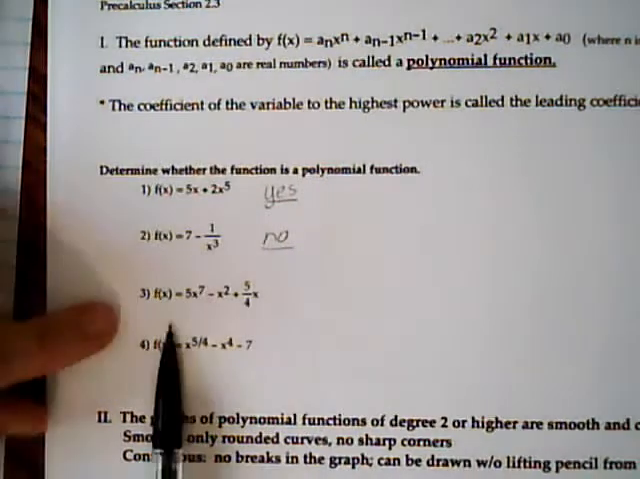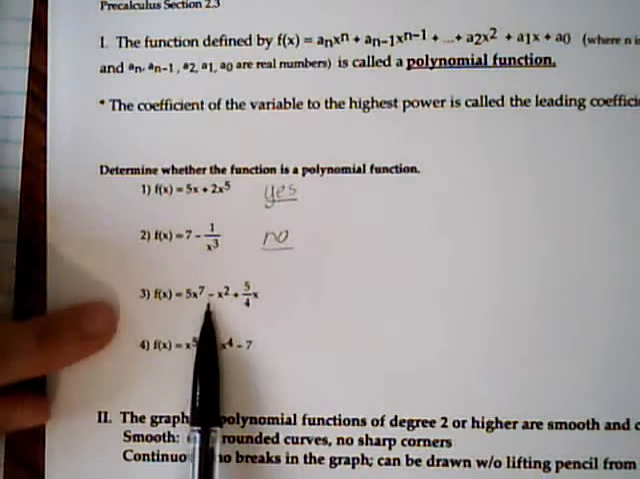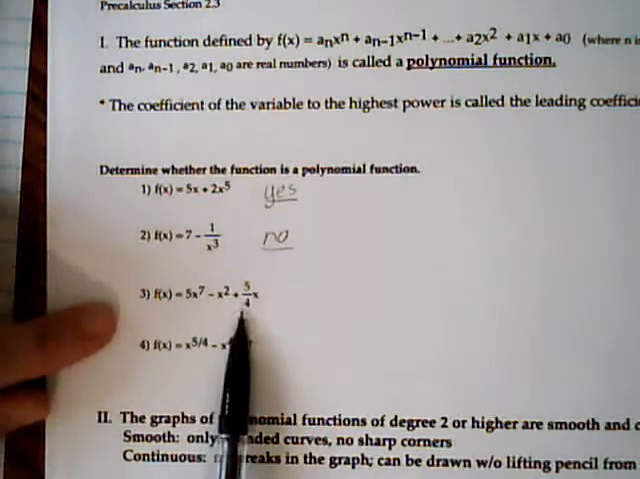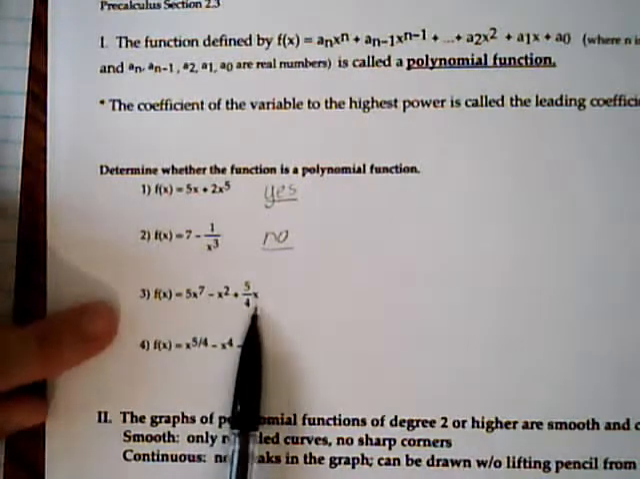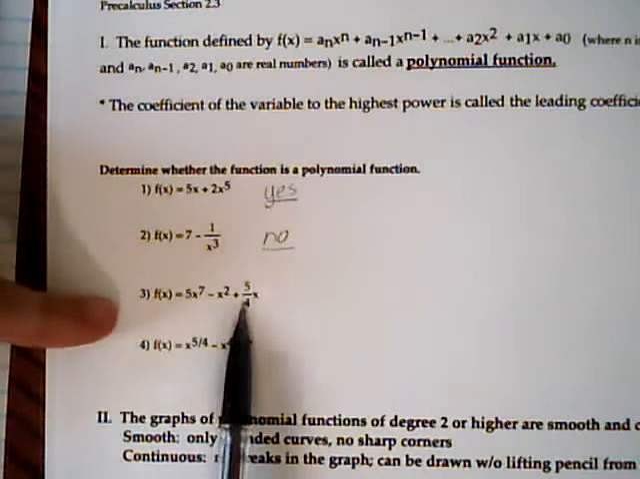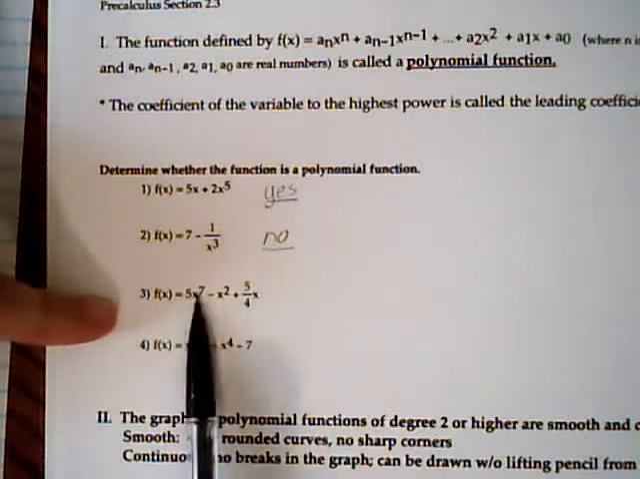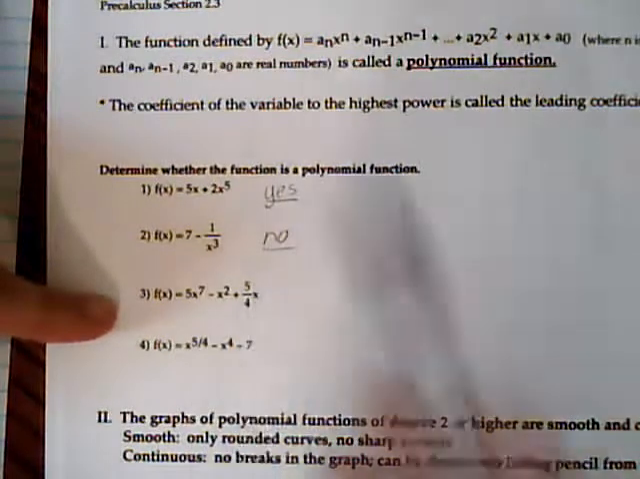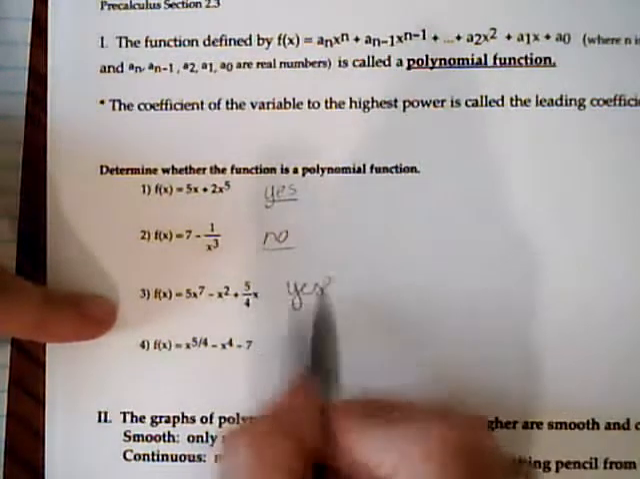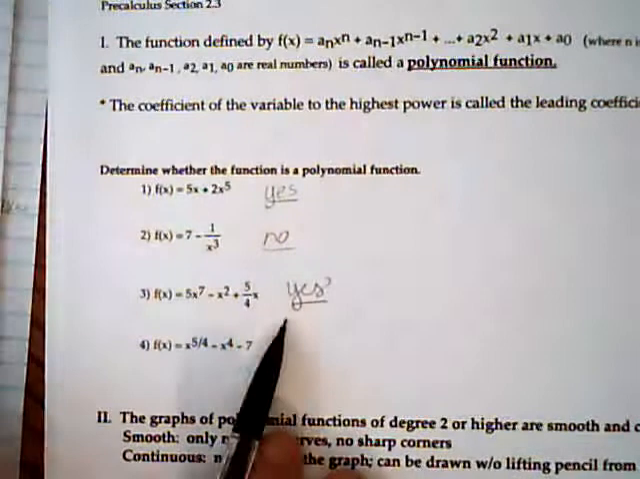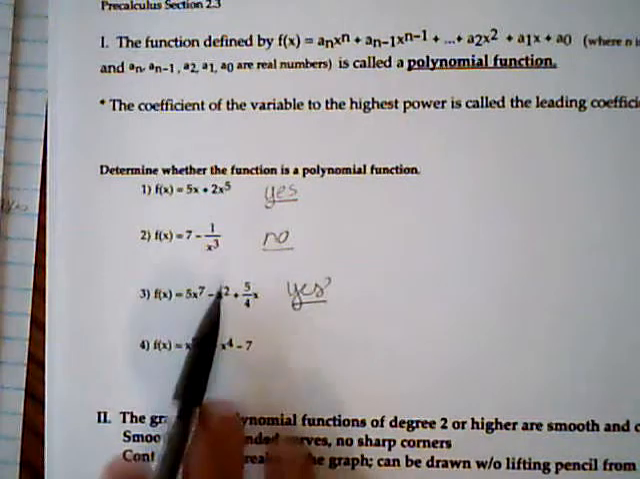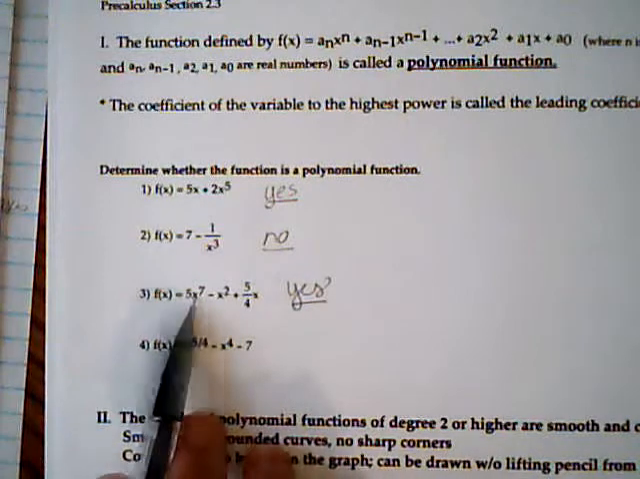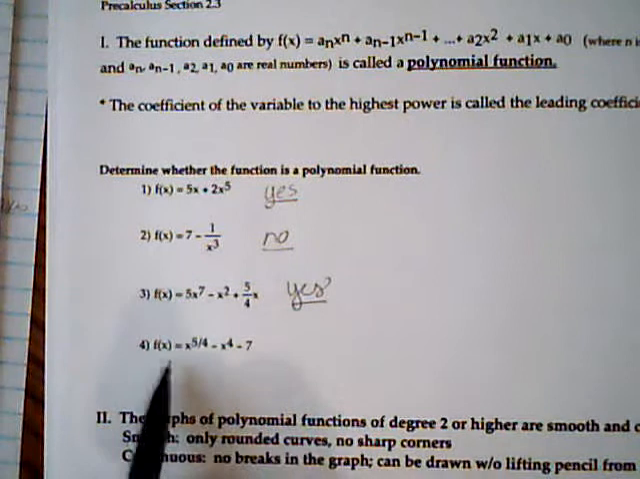If we look at number 3, 5x to the 7th minus x squared plus 5 over 4x, it's okay to have fractional coefficients, just not exponents. So we have a positive 7, a positive 2, a positive 1, so this would be yes. This is a polynomial function. And the leading coefficient would be 5x to the 7th, or the 5.